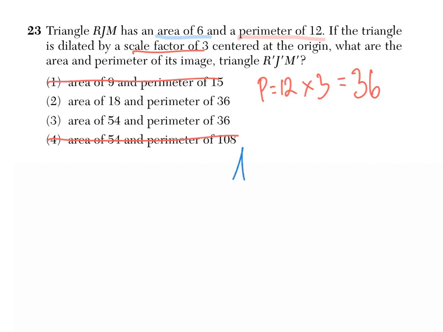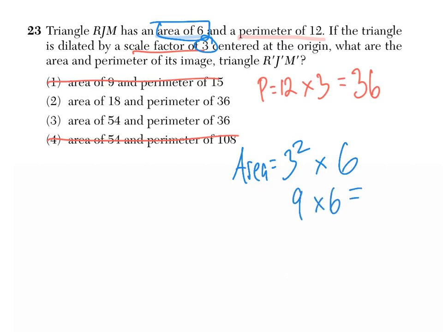Well, we remember that to find the area, what we're going to need to do is square the scale factor, and I can see that the scale factor is 3, so it's going to be 3 squared times the area of the original triangle, and we can see that the area of the original triangle is 6. So it's going to be 3 squared times 6. 3 squared, of course, is 9, and 9 times 6 is 54. So the area of this new triangle is option 3.